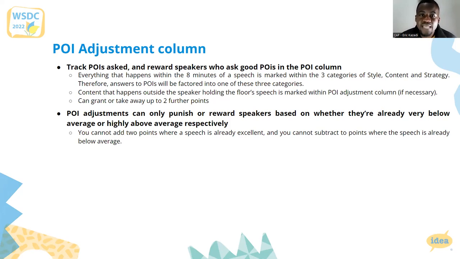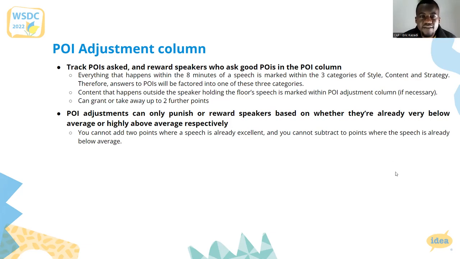Content that happens outside of the speaker holding the floor speech is therefore marked within the POI adjustment column only if it is necessary to do so. And here you can award or penalize up to 2 points. So you either give +2 points or subtract up to -2 points. So this is now with regards to the speaker who is offering the POI, not the speaker who is responding to the POI, because this would be happening outside of the 8 minutes of their speech.